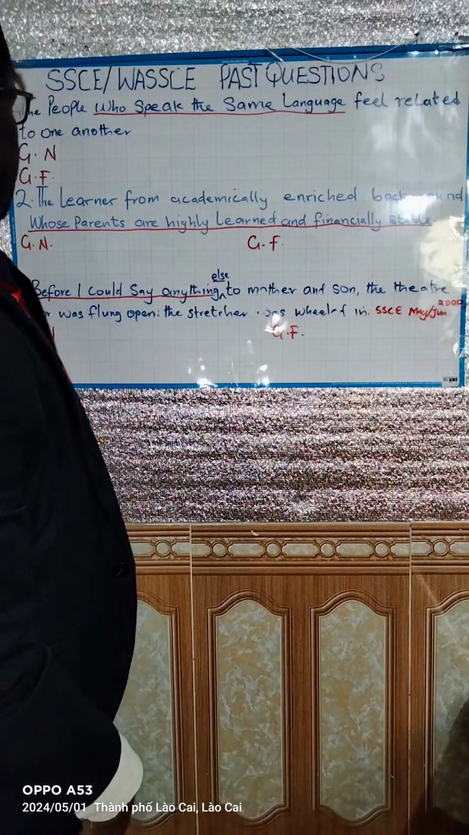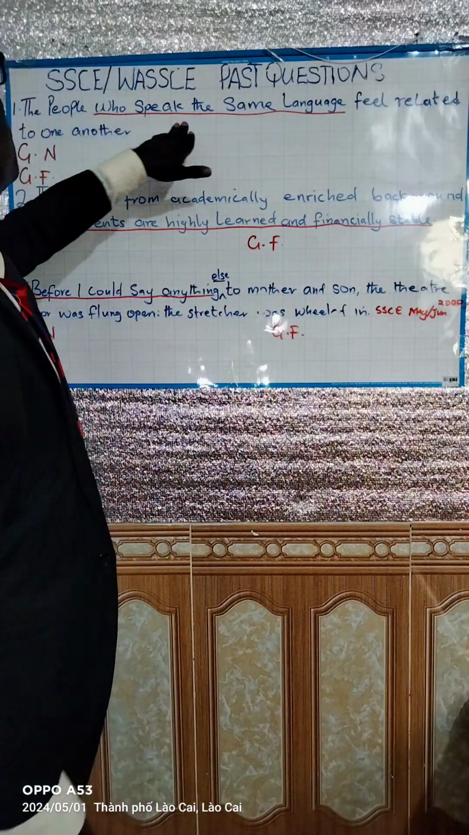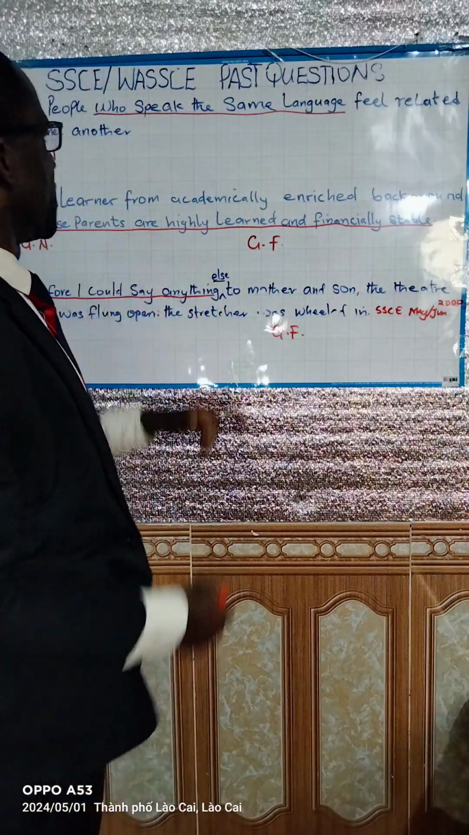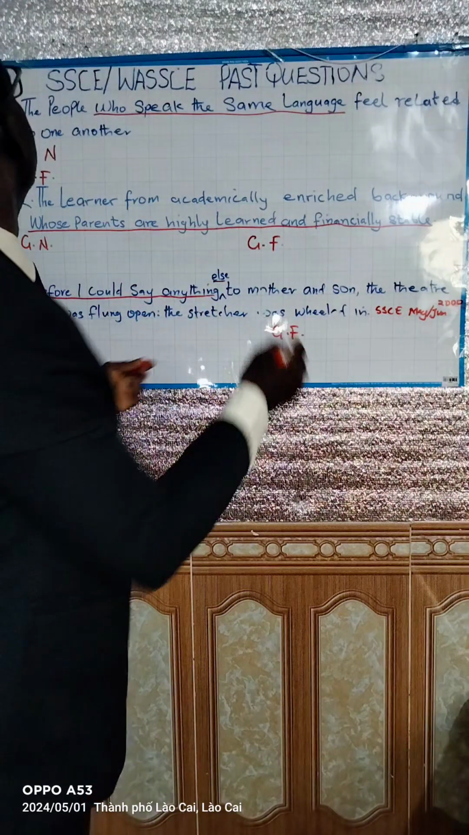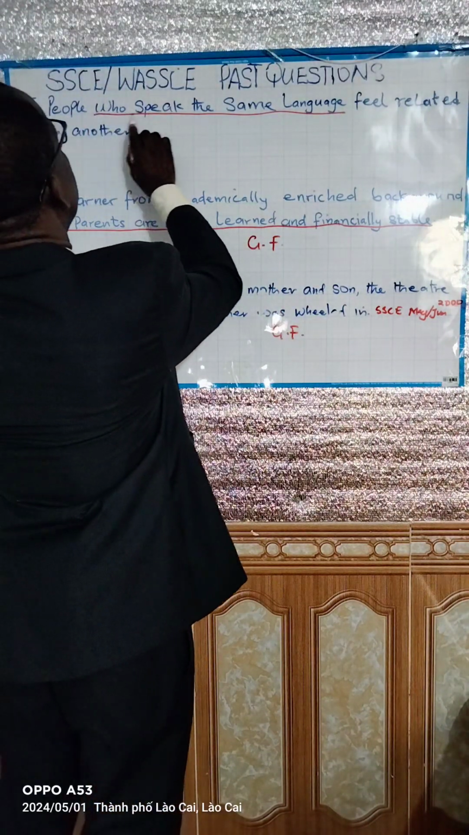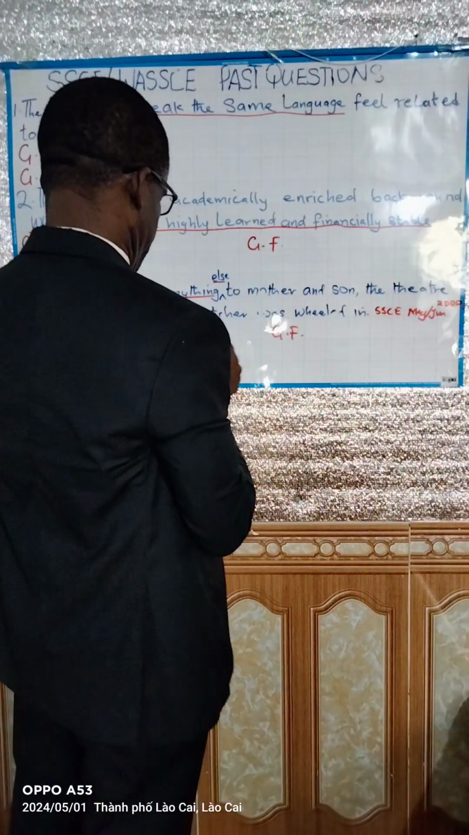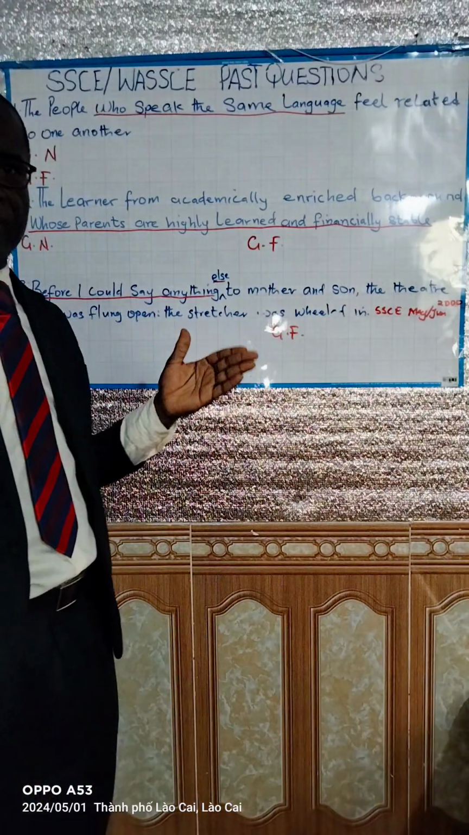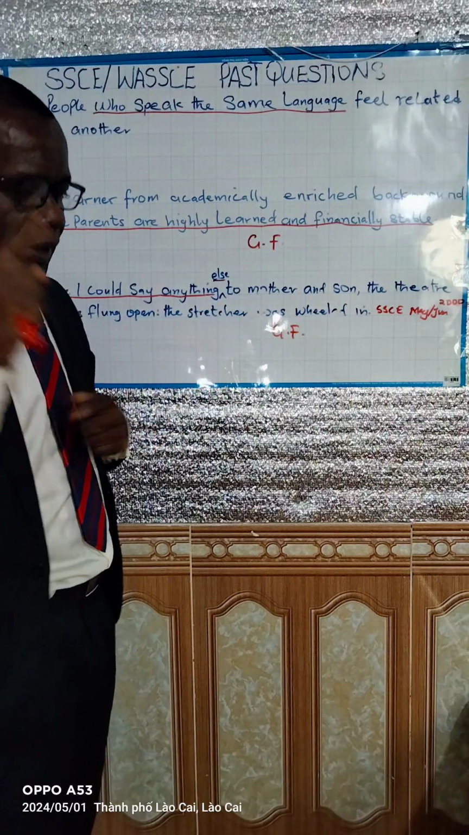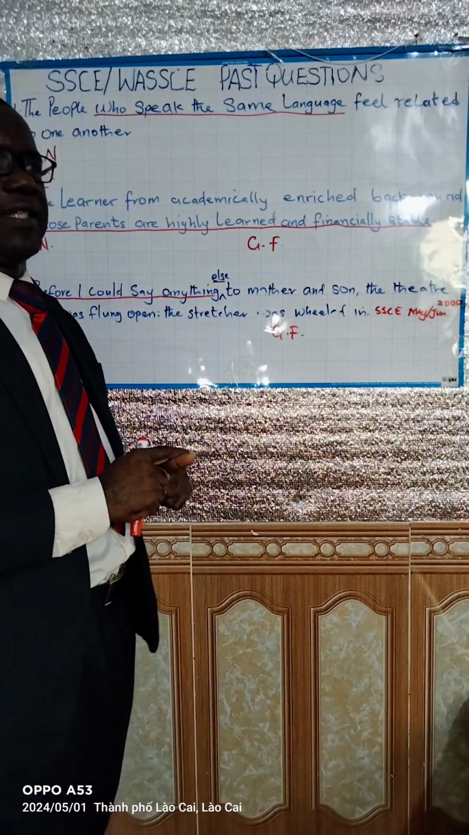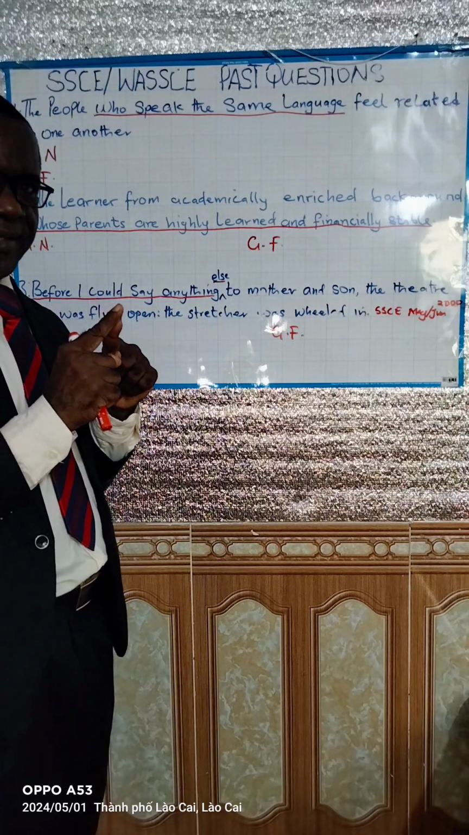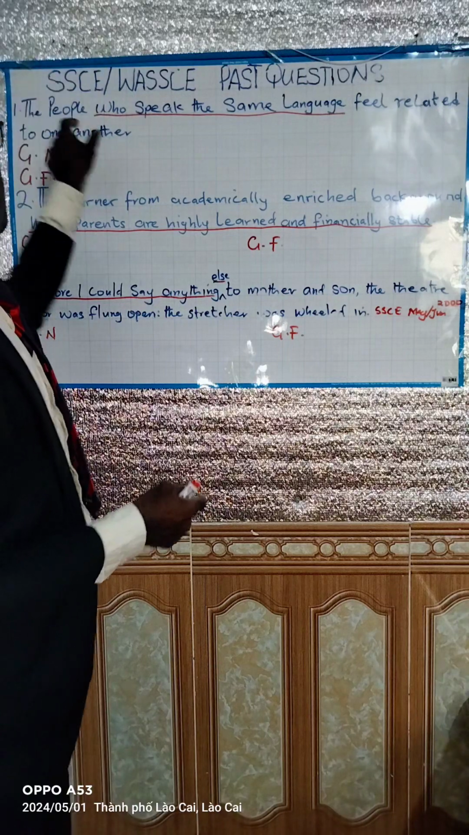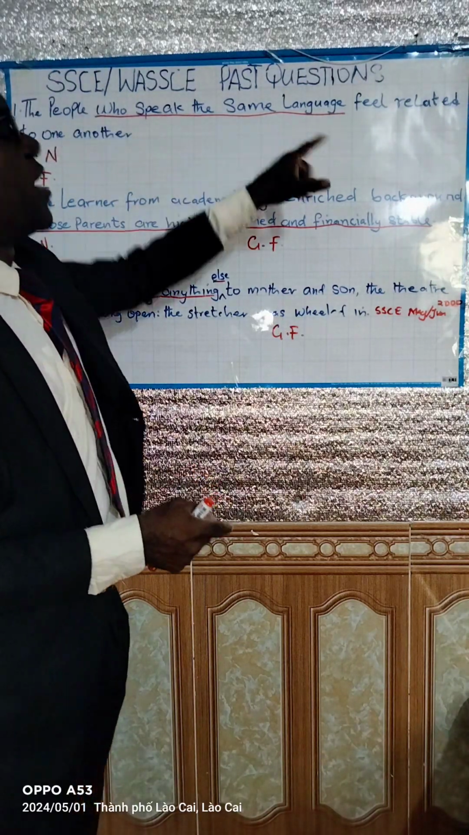The first one says, the people who speak the same language feel related to one another. And as usual, we have underlined who speak the same language. So, how do we apply our scientific approach to it? Don't forget, usually our first test is to test for the markers. The markers are the first words that appear on the underlined area.